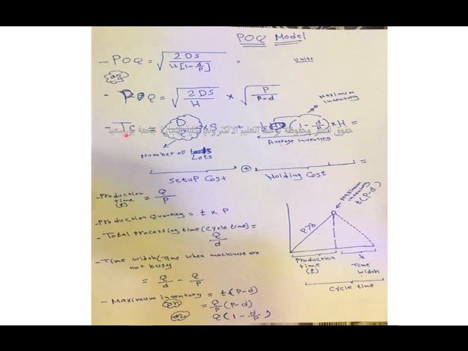Total cost for POQ will be equal to setup cost plus holding cost. Setup cost is D over Q times S, but keep in mind Q here is not EOQ, but Q for POQ, plus half Q, brackets 1 minus D over B, times H. In all this, times H, from here to here is the average inventory, this without half is the maximum inventory.